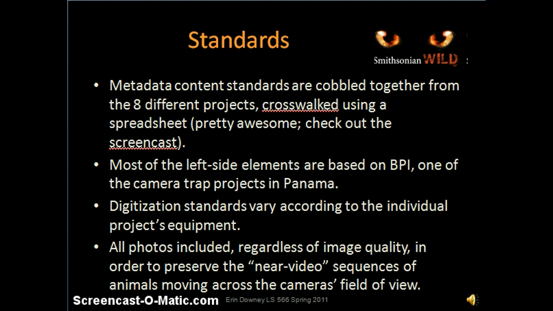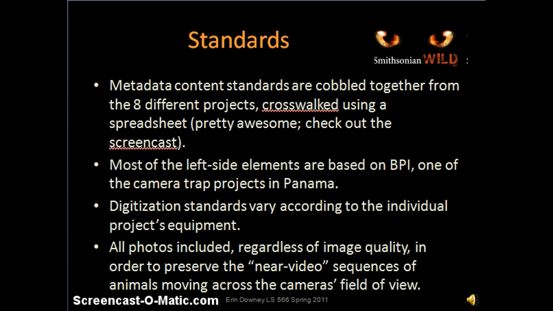So they just took a project whose schema they liked and said, okay, we're going to adapt everyone's to meet this. Digitization standards vary according to the individual project's equipment. A lot of these projects are financed with grant money, so they can't really be picky about how many DPI or the resolution of the camera or anything like that.